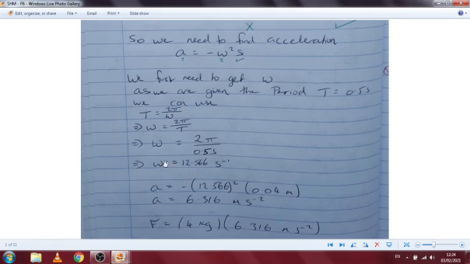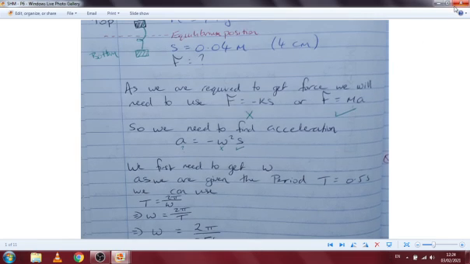Then I go back to this formula to find my acceleration. It's minus, from the formula, this constant for omega squared multiplied by the displacement, which is 0.04 meters. That tells me my acceleration at this point is 6.316 meters per second squared. Then I can find my force. So my force is the mass, 4 kilograms, times the acceleration, which is this, and that gives me my force, just what I was asked for.